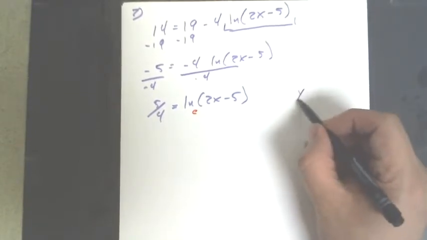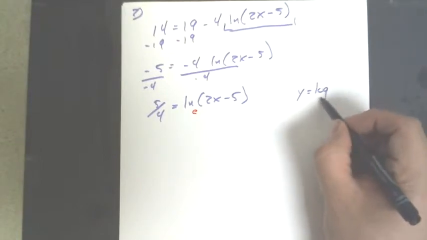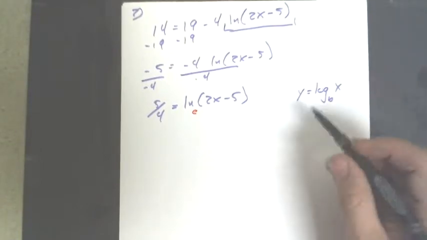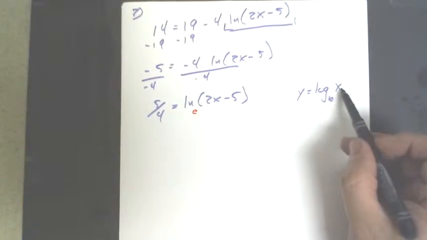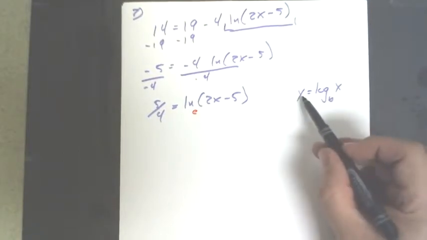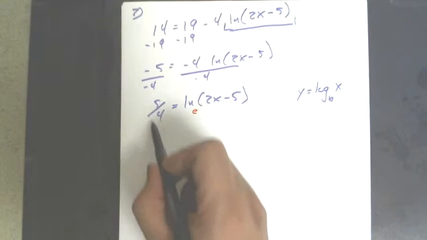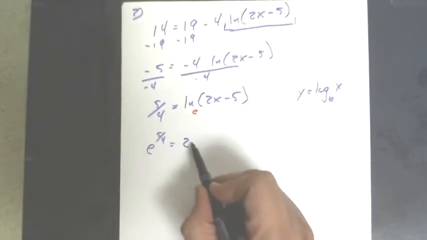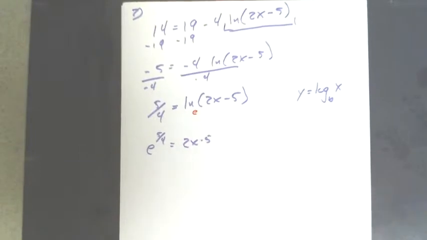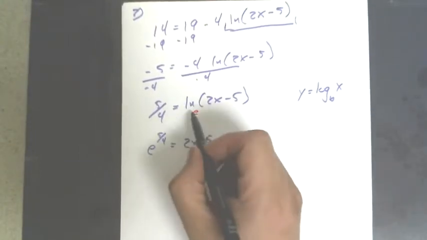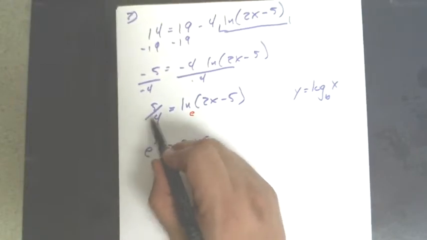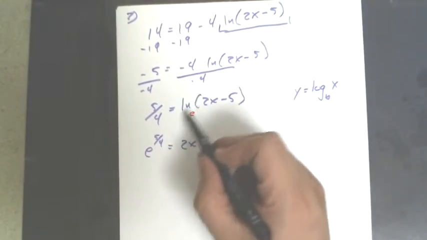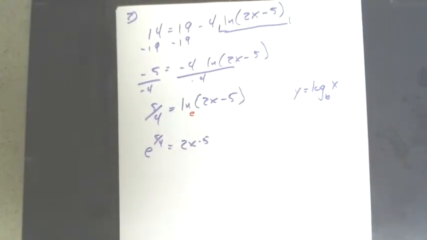Anytime you have y equals log base b of x, we talked about this a little while ago, this says b to what power makes x? b to the y power makes x. So e to the 5/4 has to equal the 2x minus 5. Or you can use things like the one-to-one property, take e to both powers. The e and the natural log undo each other on this side. Either way, you end up with e to the 5/4 equaling 2x minus 5.